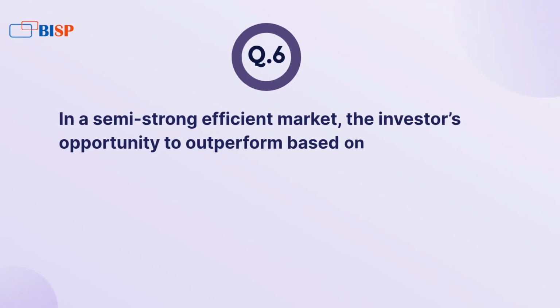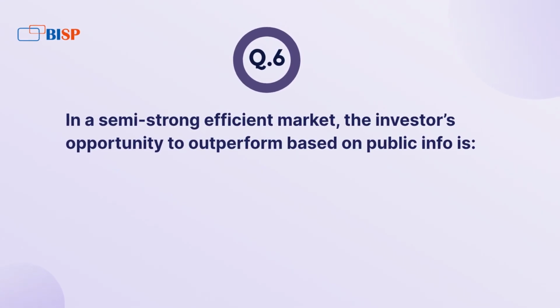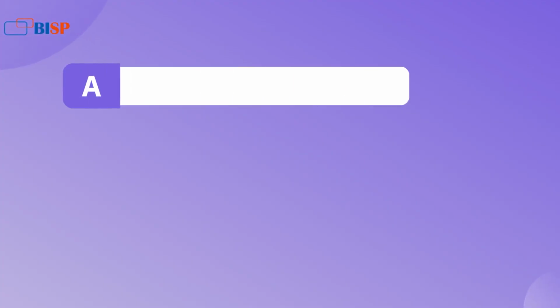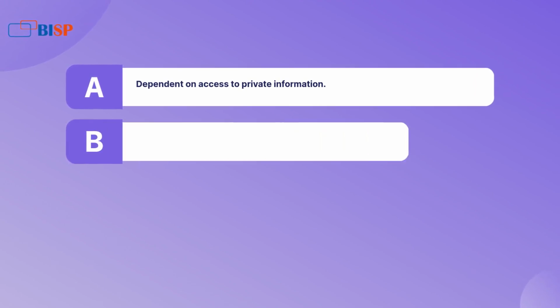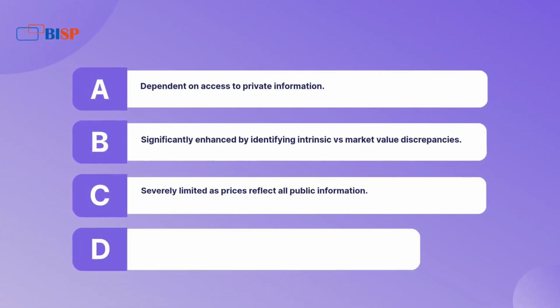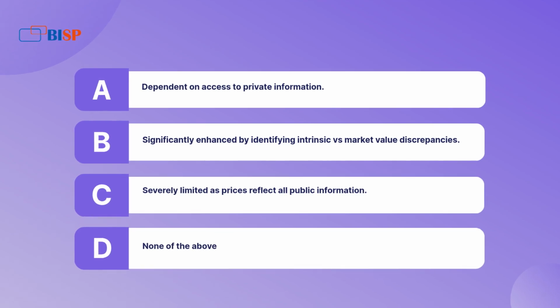Question number 6. In a semi-strong efficient market, the investor's opportunity to outperform based on public information is: A. Dependent on access to private information. B. Significantly enhanced by identifying intrinsic versus market value discrepancies. C. Severely limited as prices reflect all public information. D. None of the above.